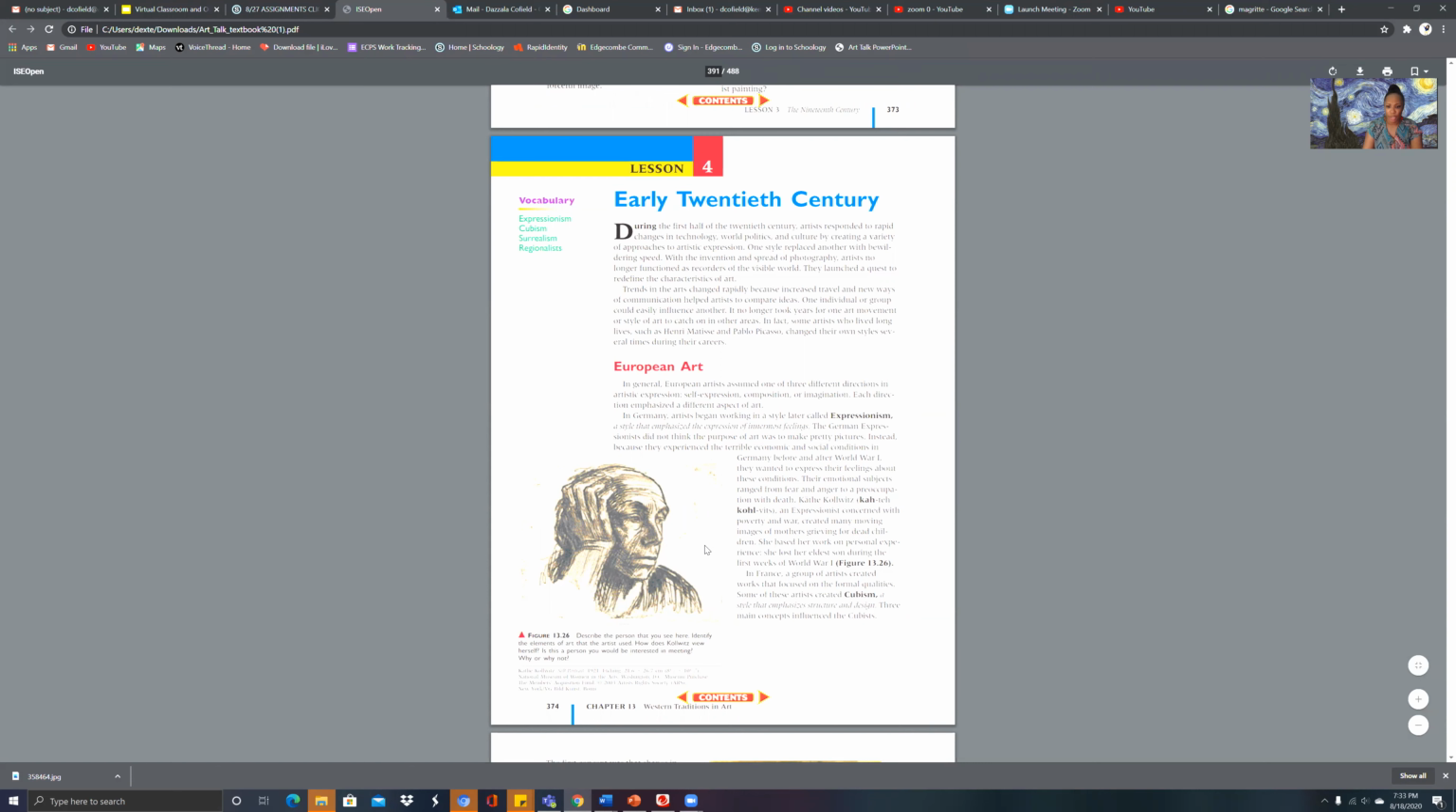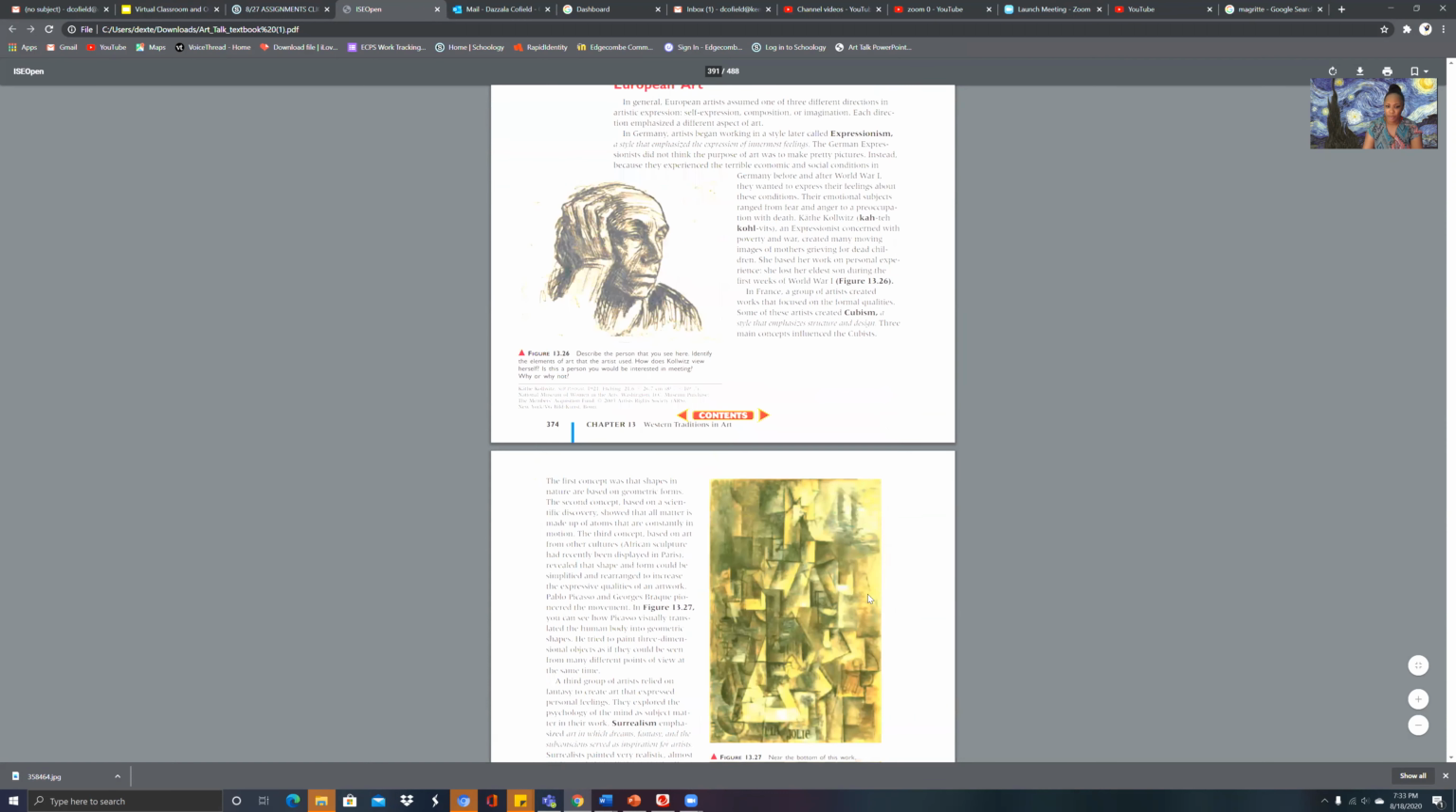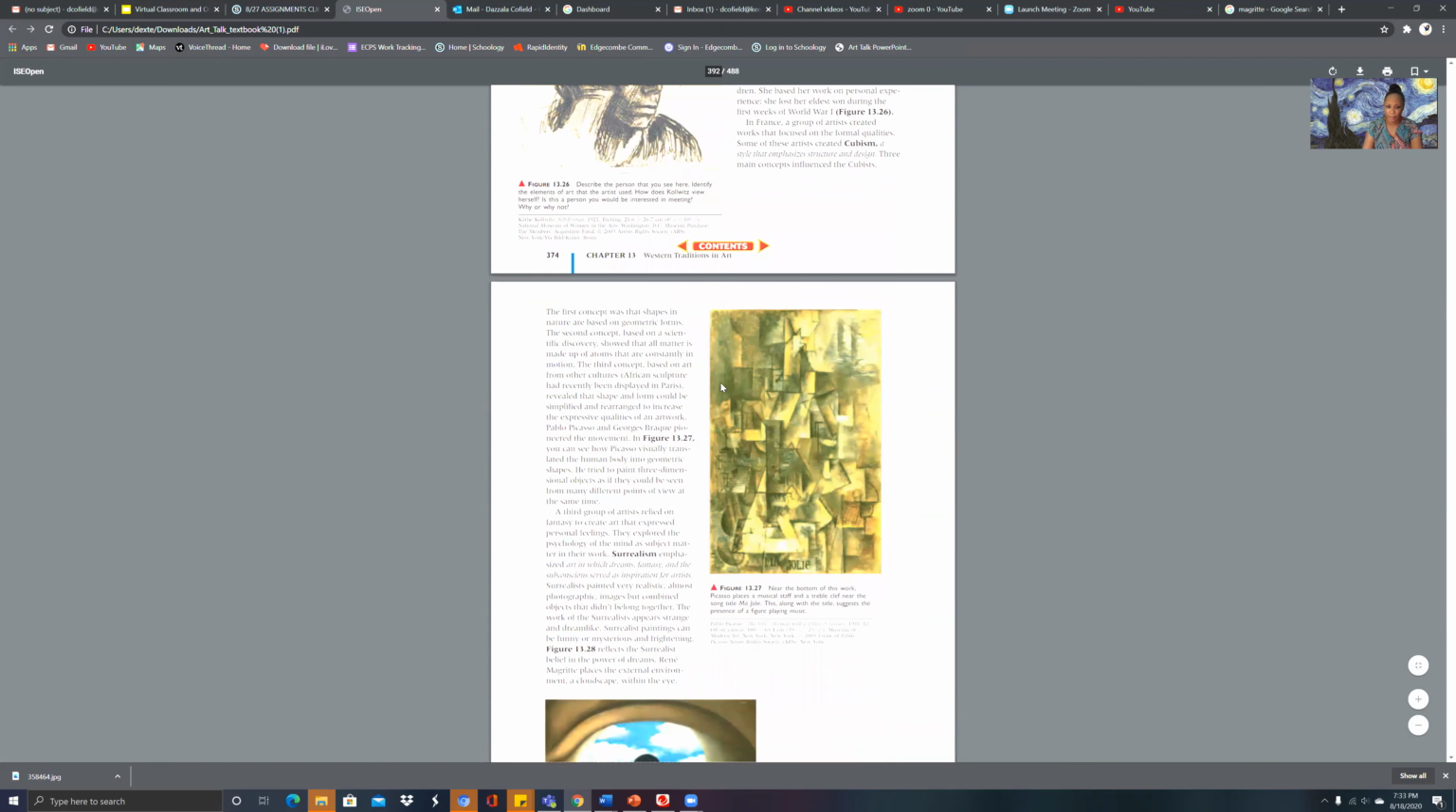And then we understand Picasso did Cubism, which is a style that uses structure and design. It uses geometric shapes, so we can see that here. One of the interesting things that we want to also look at is Surrealism. Surrealism deals with art that deals with dreams and fantasies.